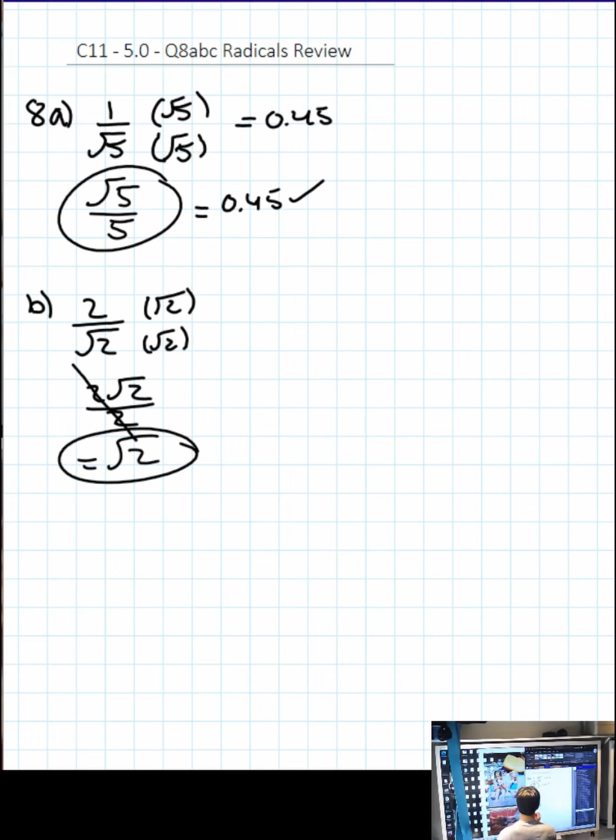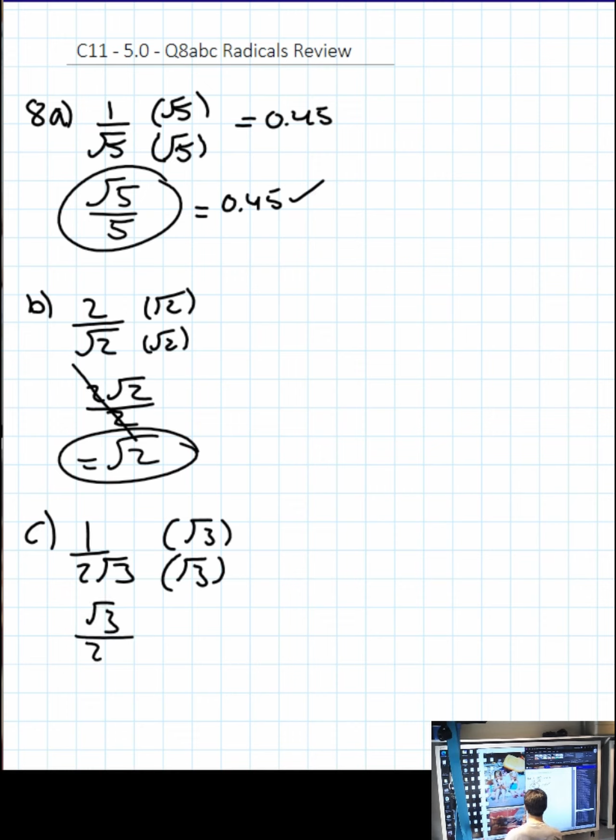Okay, we have 8c. 1 over 2 root 3. So we have a root 3 on the bottom. We're going to times the top and bottom by just root 3. And we're going to be left with root 3 over 2 times 3. Root 3 times root 3 is just 3. So we'll get root 3 over 6.